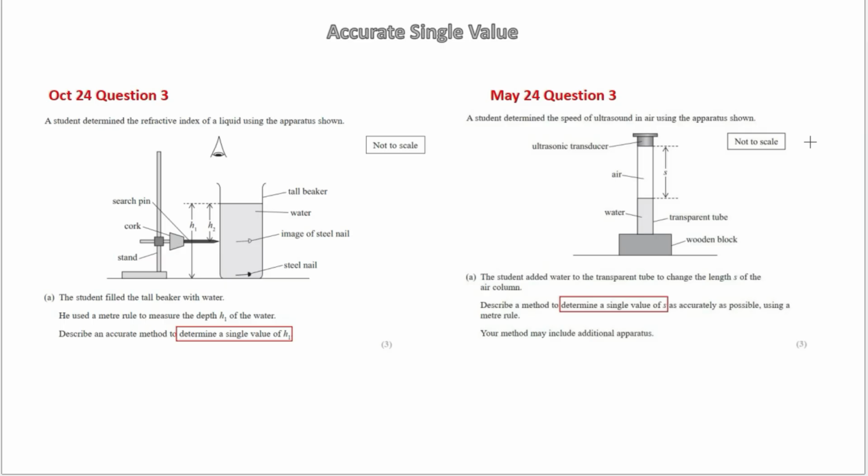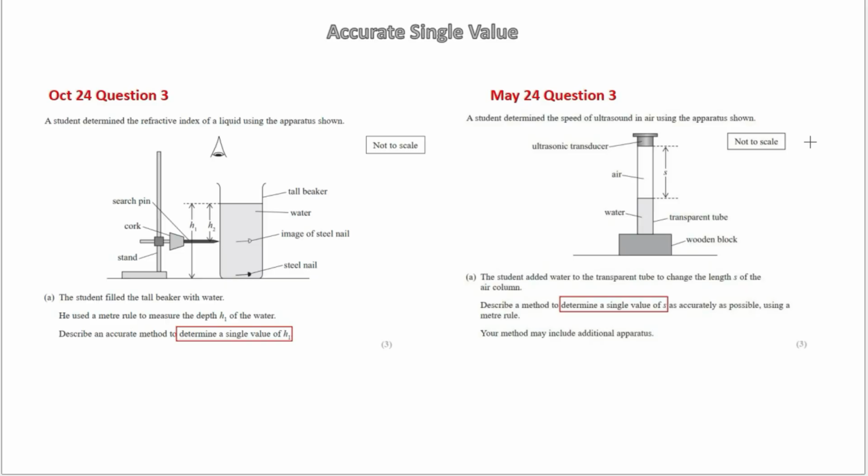Okay, so the next concept is how to take accurate single value. The first example would be from October 24. The student filled the tall beaker with water. He used a meter rule to measure the depth h1 of the water. Describe an accurate method to determine a single value of h1.